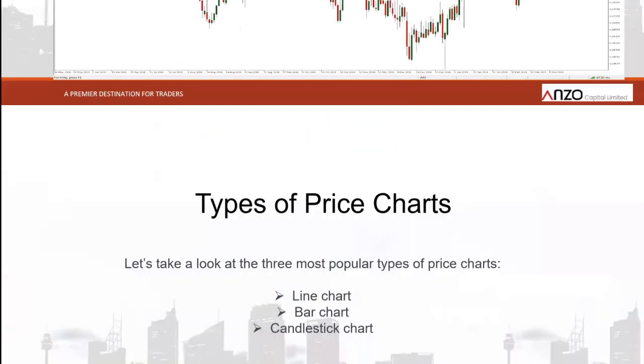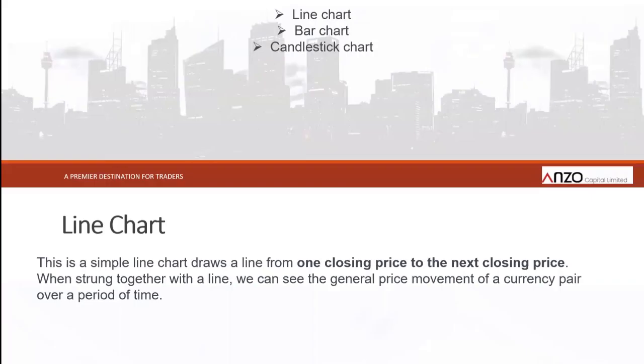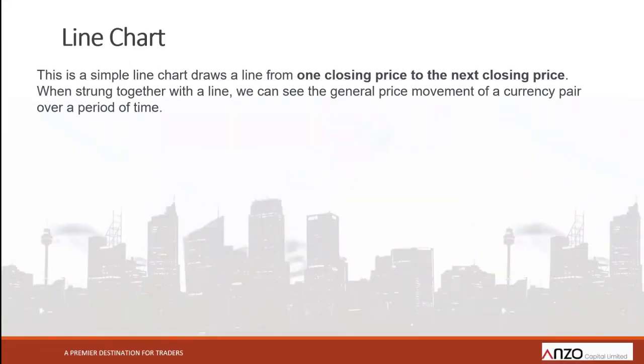Okay. Now, there are three major types of popular price charts. There's the line chart, there's the bar chart, and there's the candlestick chart. So let's start off by looking at the line chart. Now, the line chart is basically a simple line that draws from one closing price to the next closing price. When you string it together, it forms a line.